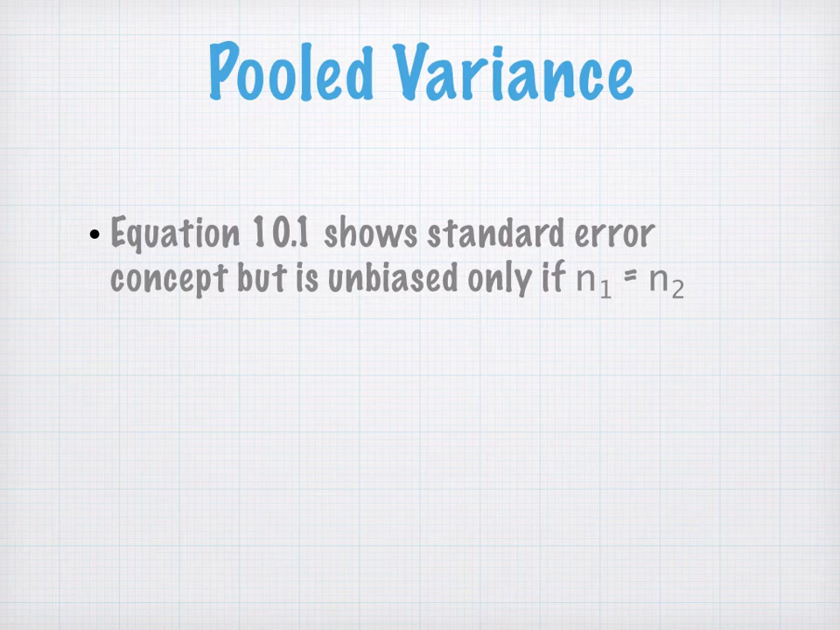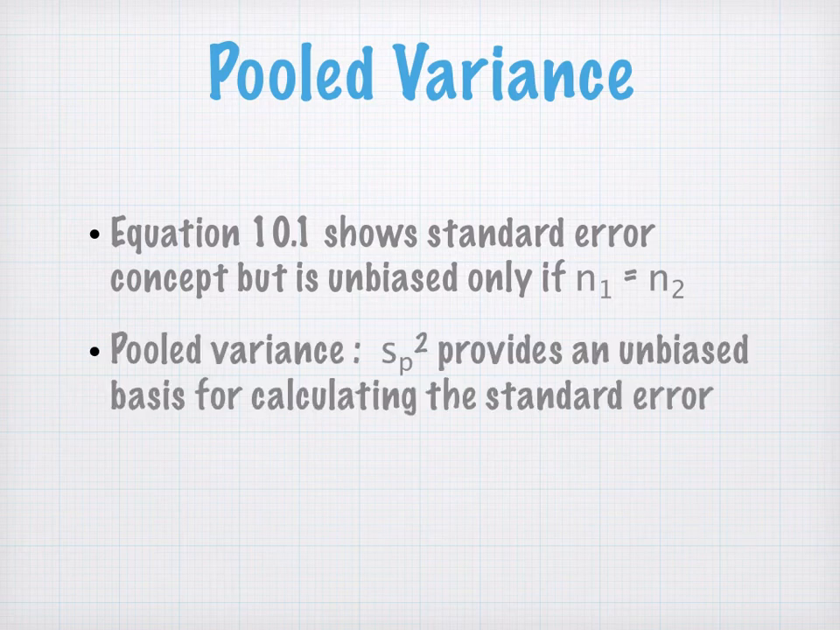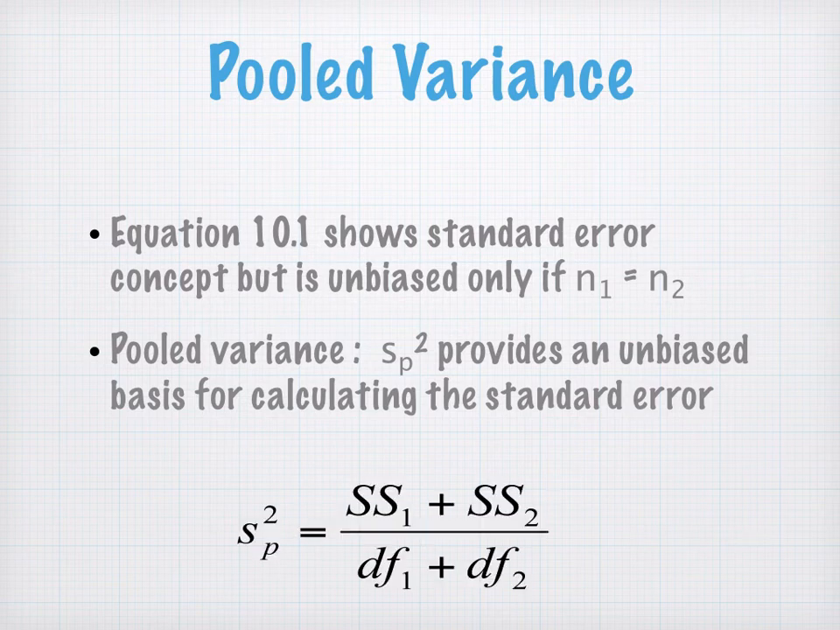So by doing pooled variance, we eliminate that. Pooled variance provides an unbiased estimate for calculating that standard error. And so a lot of the time it's best to do pooled variance because you don't have to worry about sample size. You can still do the other if you have equal sample sizes, but essentially they come out the same. If you have equal sample size and you pool your variance, you will have the same value as if you do the equation the other way. So this is the equation for pooled variance.